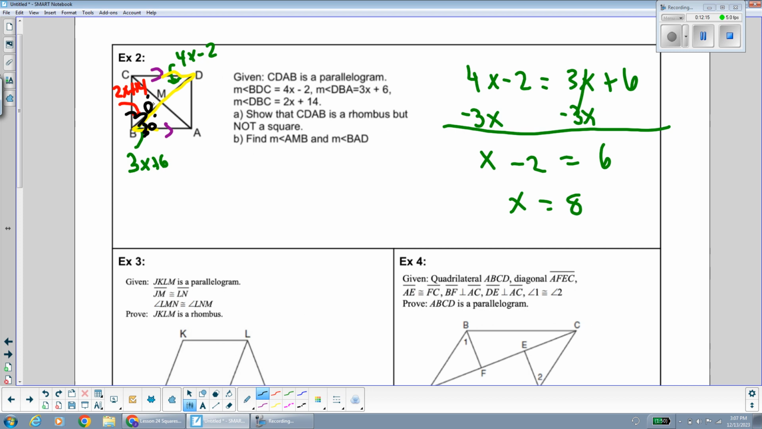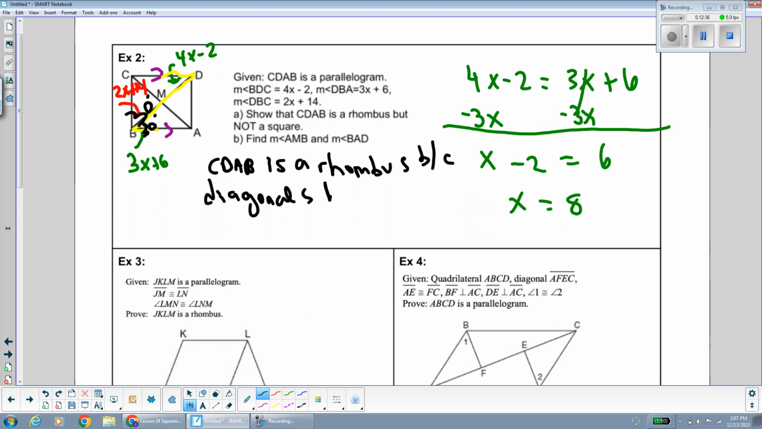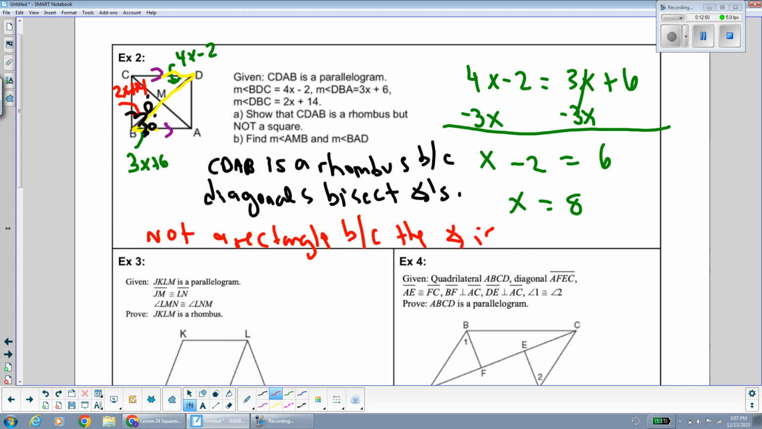So I'm going to stop right there. It's a rhombus, as we can see, because the diagonal is bisecting the angle. This angle here is being equally split in half into two 30 degree angles. So CDAB is a rhombus because diagonals bisect angles. And it's not a rectangle because the angle is not 90 degrees. And rectangles have all 90-degree angles.